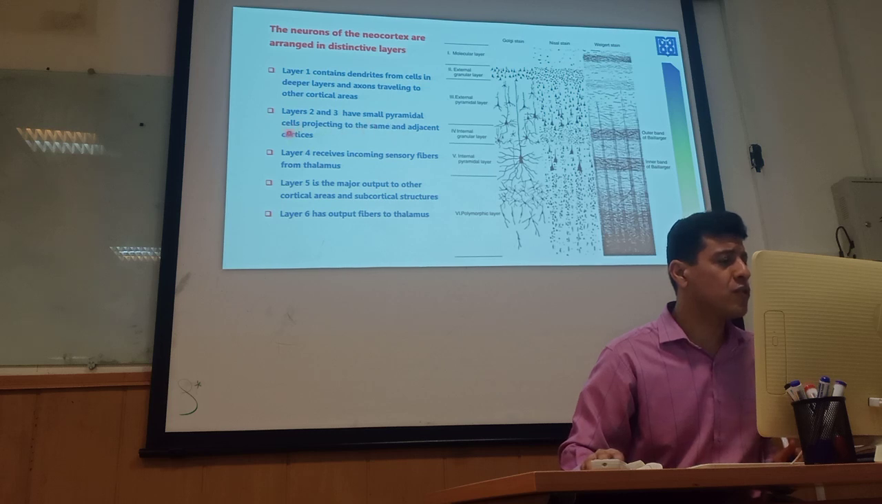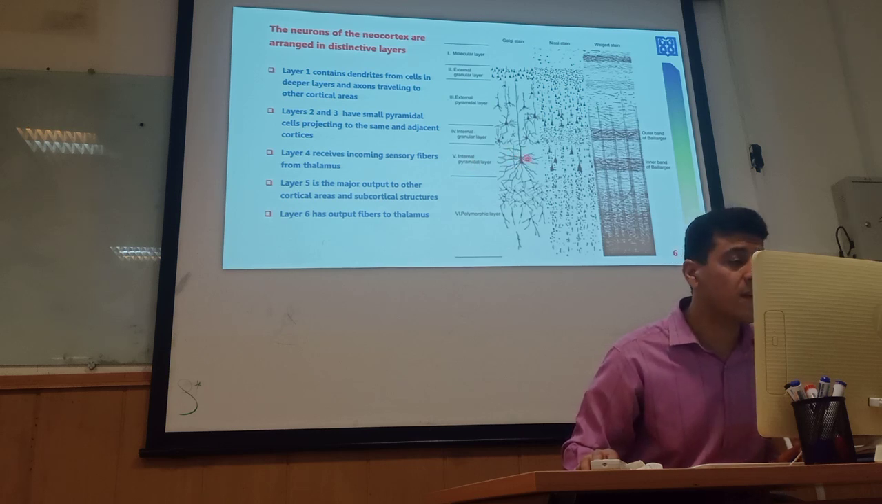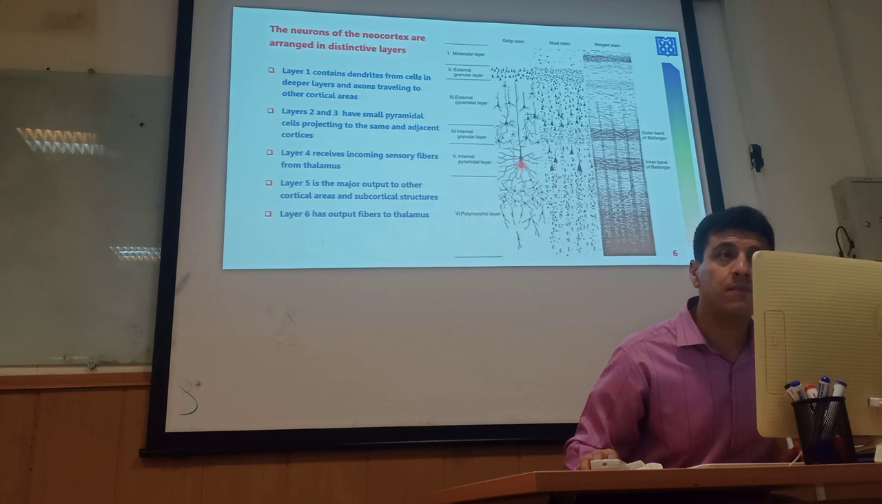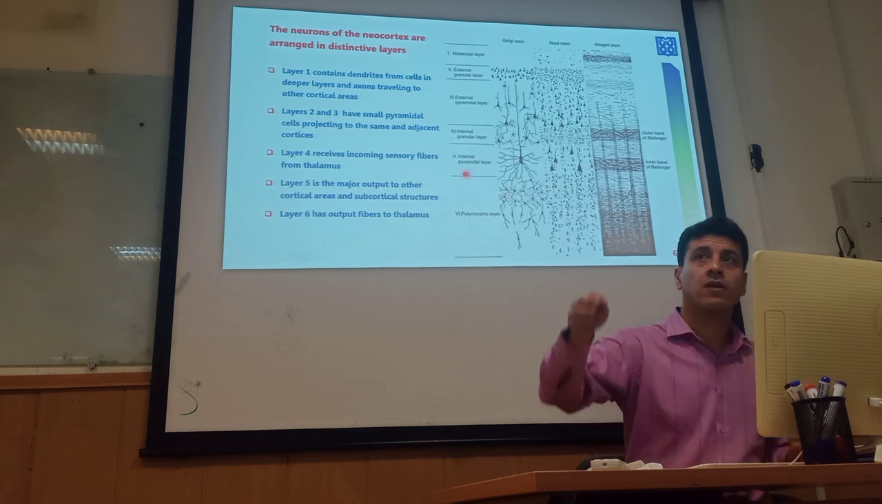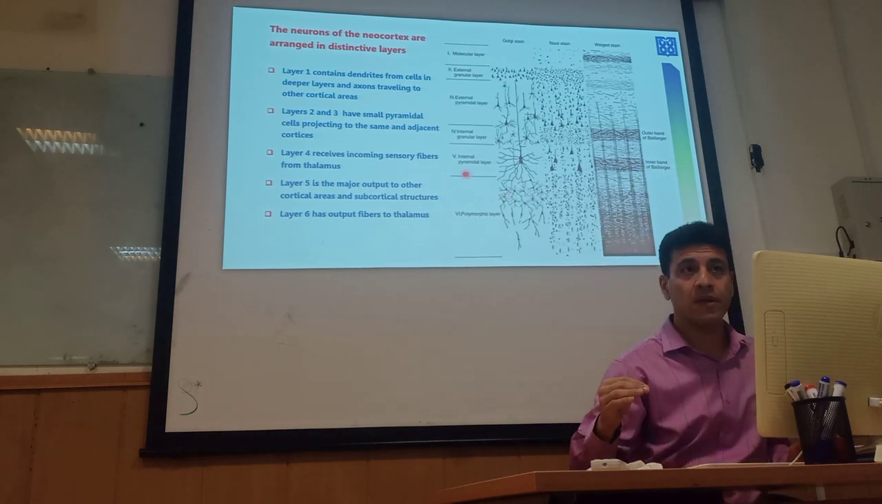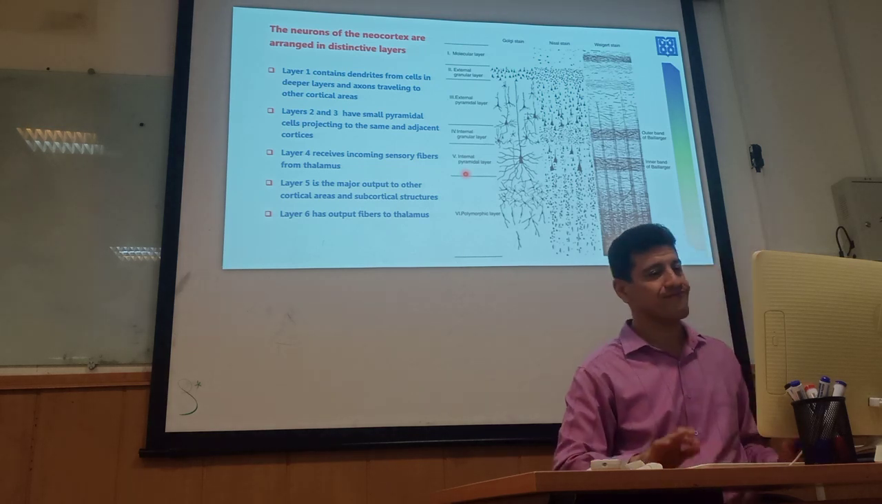They project to the same and adjacent areas of the cortex. Layer 4 receives information from the thalamus. Layer 5 is the major output of the cortex, so the corticospinal tract originates from this layer. And layer 6 has output fibers to the thalamus. Fibers from the cortex to the thalamus originate from layer 6 of the cortex.